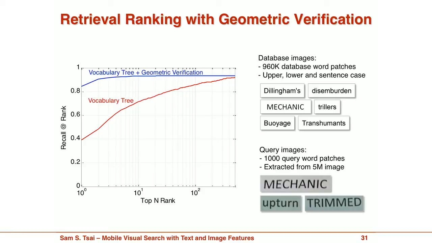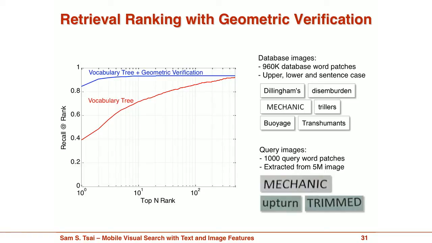We use Arial fonts and generate words. Shown on the right are some examples of our database words. For testing, we printed words and took pictures of them and generated 1,000 queried word patches.